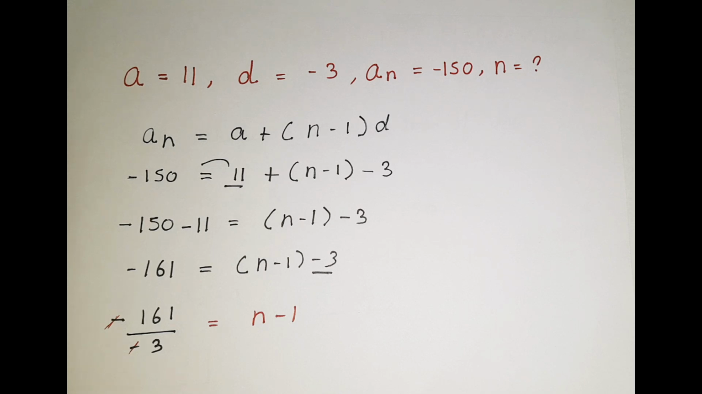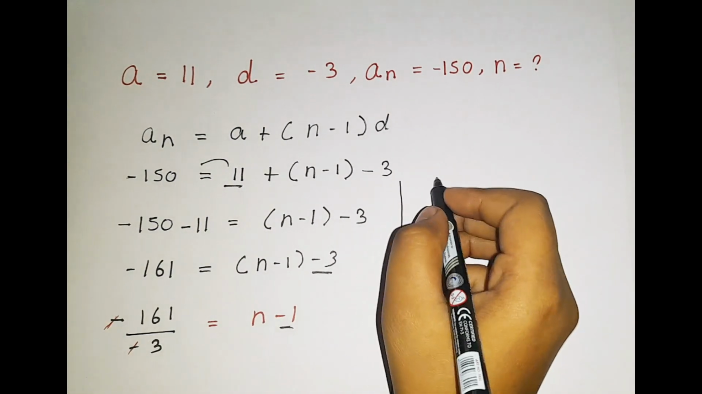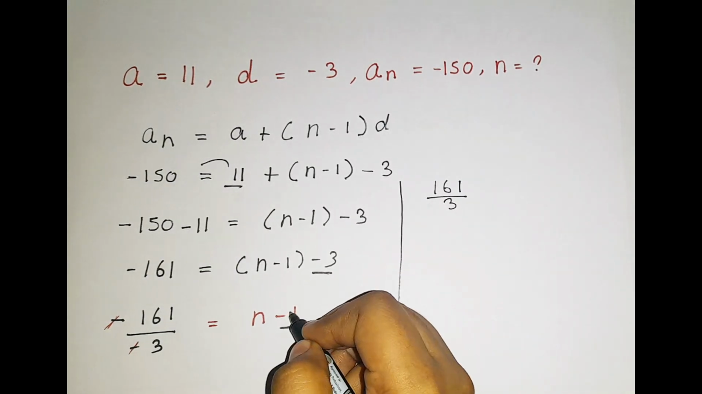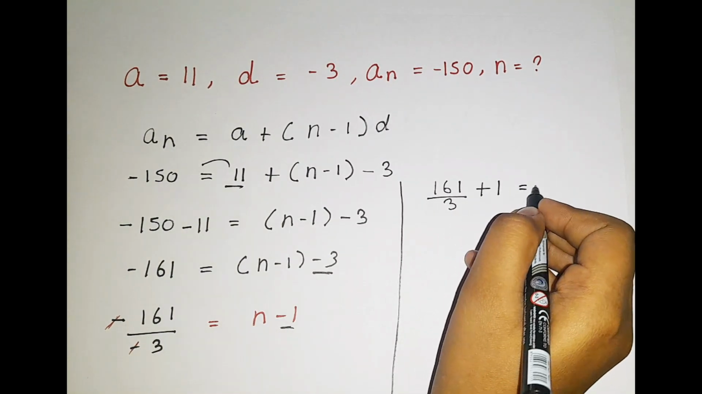Okay, so now what we can do is get this minus 1 to this side. I don't have space, right? So I am going to solve it here. So 161 divided by 3. When I get this minus 1 to this side, it changes into plus 1 is equal to n.